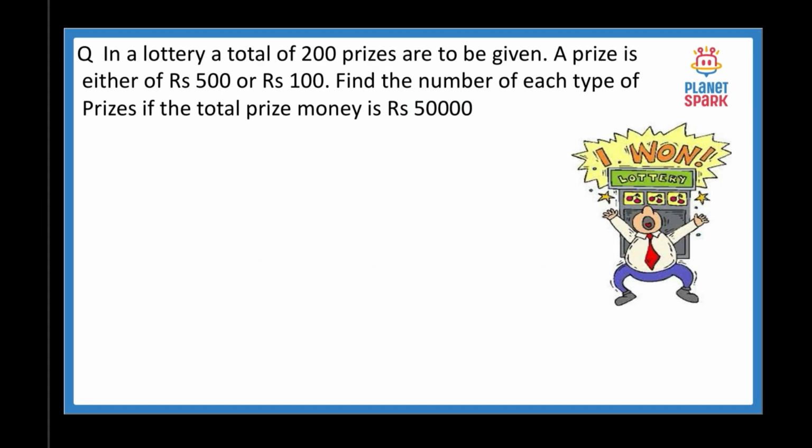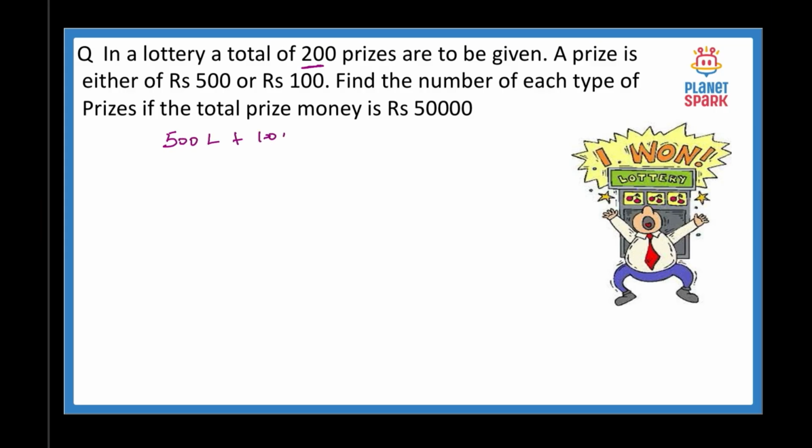In a lottery, a total of 200 prizes are given. So total we are giving 200 prizes. Out of these 200 prizes, we have prizes worth rupees 500 and worth rupees 100. Together the total prize money distributed is 50,000. So we have two things over here. First of all, I'm distributing 200 prizes. Secondly, the total money I'm distributing is 50,000.